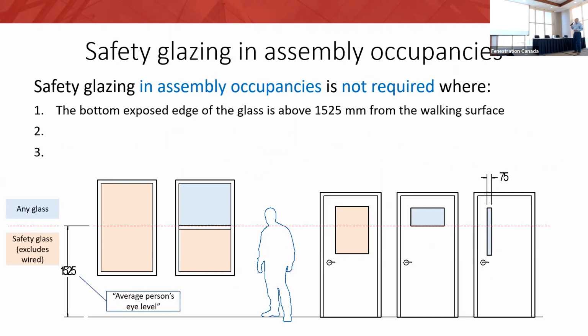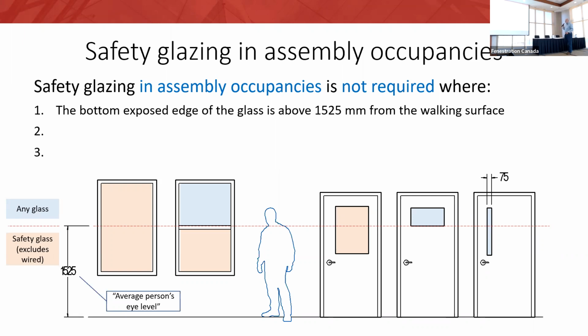Whenever the bottom edge of the glass, the exposed edge of the glass, is above 1,525 millimeters from the walking surface, you don't need safety glass. That's what the dotted line there is. I've drawn a 6-foot man to scale with some doors and windows, and anything above 1,525 doesn't need to be safety glass, but anything at 1,525 or below does need to be safety glass.